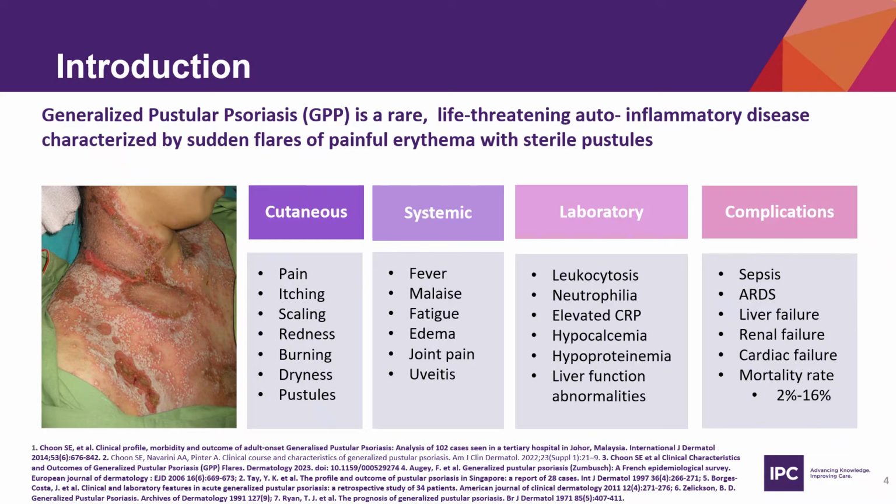GPP is a rare, life-threatening autoinflammatory disease characterized by sudden flares of painful erythema with sterile pustules. Flares are often accompanied by systemic symptoms such as high fever, general malaise, and fatigue. Typical laboratory findings are leukocytosis with neutrophilia and elevated CRP. Life-threatening complications, namely sepsis and organ failure, may develop with a reported mortality rate of 2 to 16%.